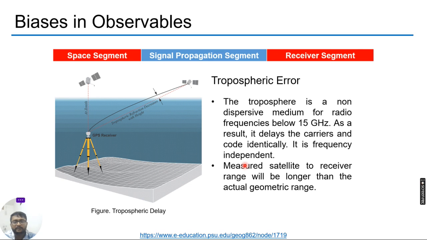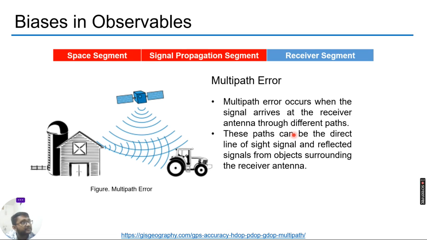It also depends on the amount of moisture or other gases available in the atmosphere. It delays the carrier and the code as well, and it is frequency dependent. According to the scattering we learned during the remote sensing part, depending on the size of the wavelength of the signal and the particle size, it will scatter and refract accordingly, and then it will affect the signal. So the measured satellite to receiver range will be longer than the actual range, basically this retardation.